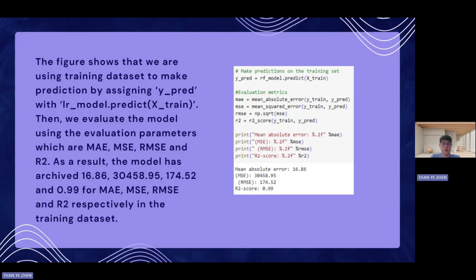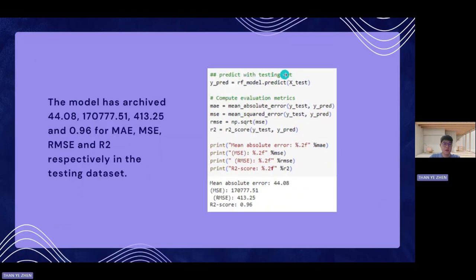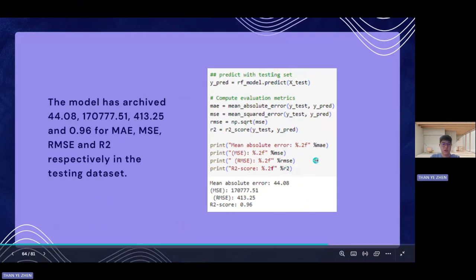Next, we use the model to make predictions using the training dataset, and we evaluate it using MAE, MSE, RMSE, and R-squared. And here are the scores. In this slide, we show that we use the model to make predictions using the testing set, and overall the performance is worse than the one using the training set.